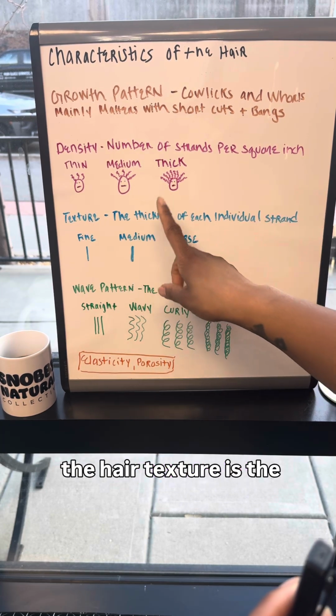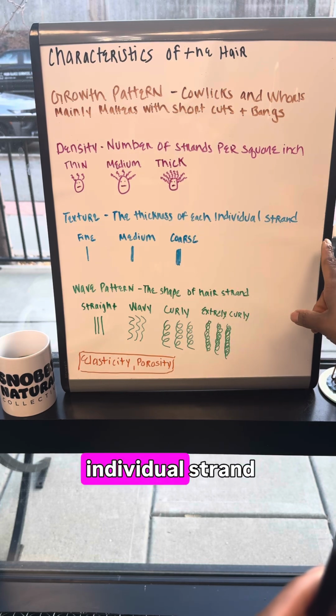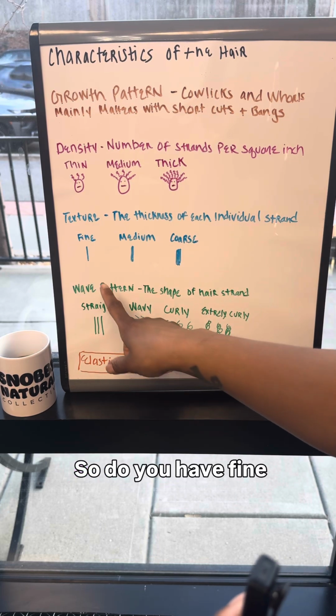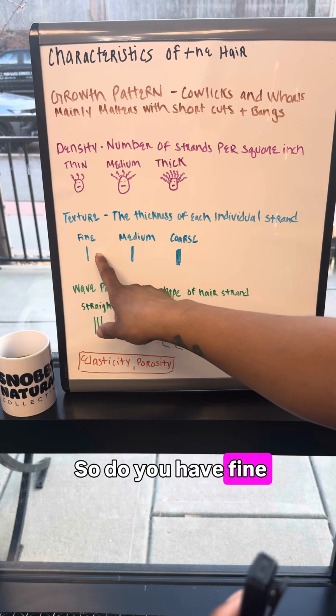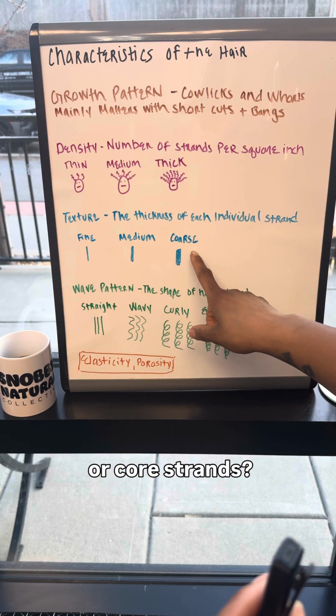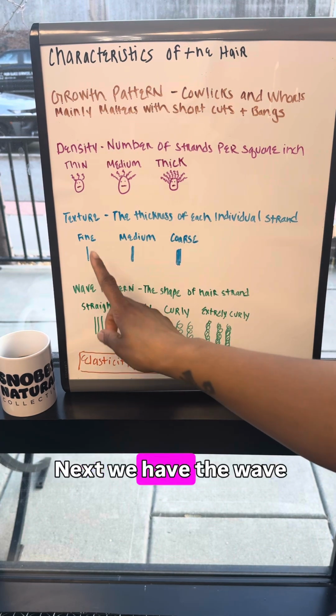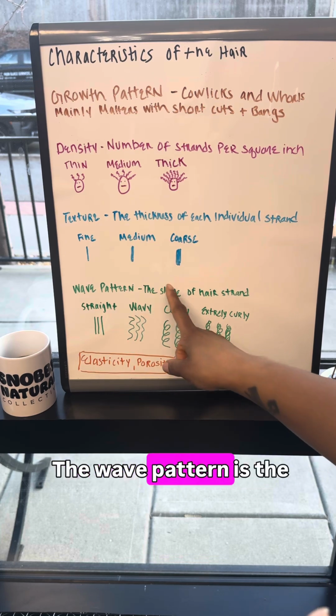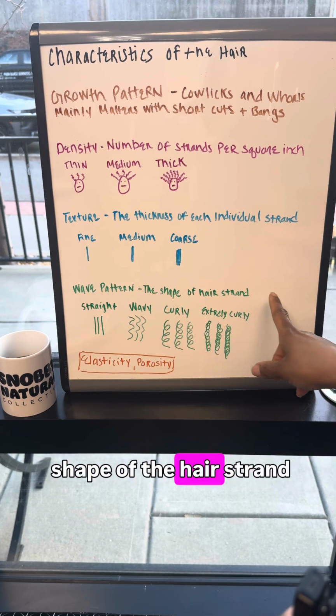The hair texture is the thickness of each individual strand. So do you have fine strands, medium strands, or coarse strands? Next, we have the wave pattern. The wave pattern is the shape of the hair strand.